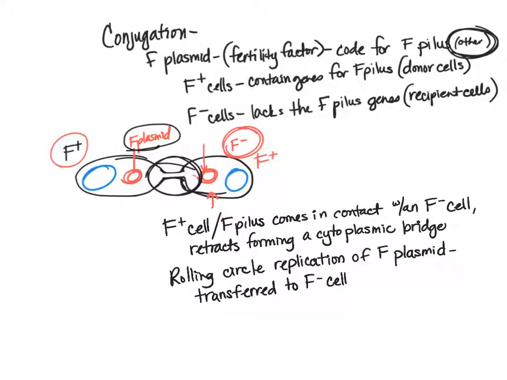So we have our F plus cell, or F pilus, which comes in contact with an F minus cell. It retracts, forming a cytoplasmic bridge, and then rolling circle replication happens of that F plasmid, and it's transferred to that F minus cell.